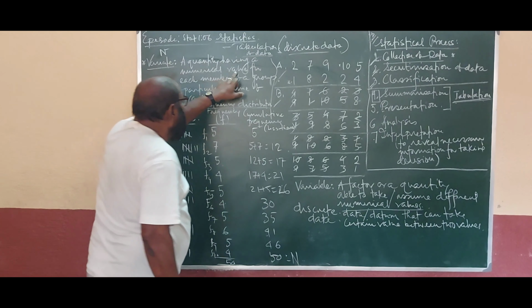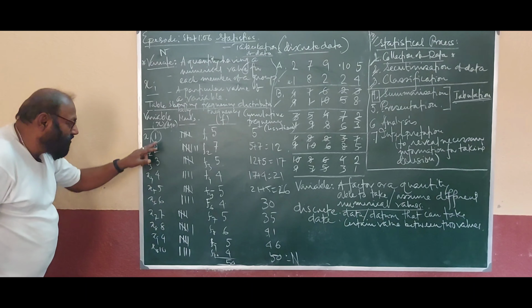1, 2, 3, 4, 5, 6, 7, 8, 9, 10. So this is the variable. What is the name of the variable? The name of the variable is x. And the different values of the variable in the set are known as variates.